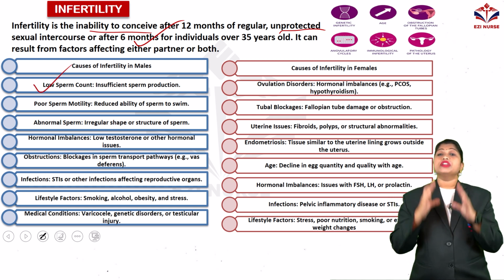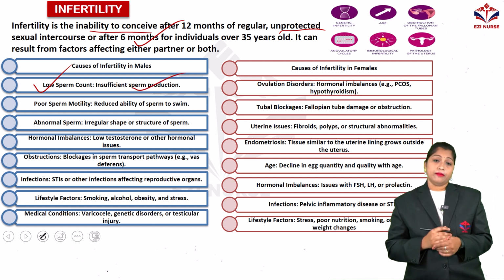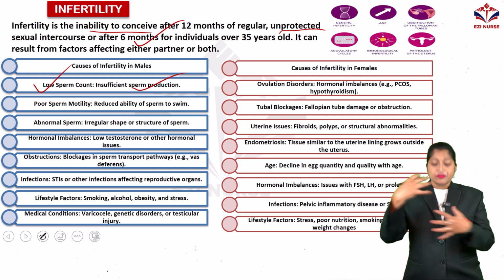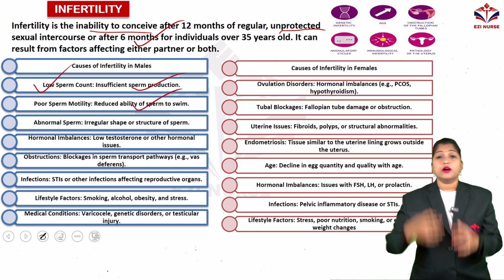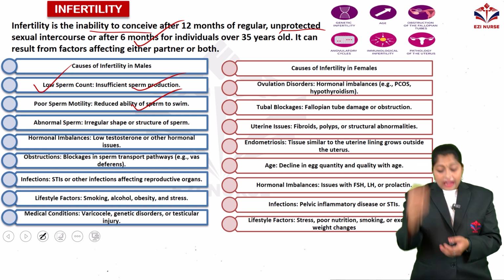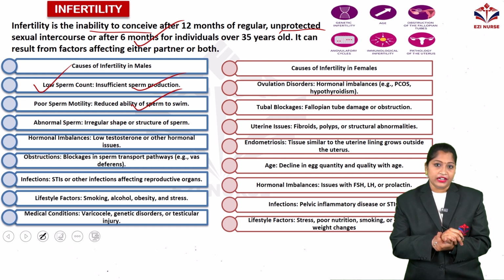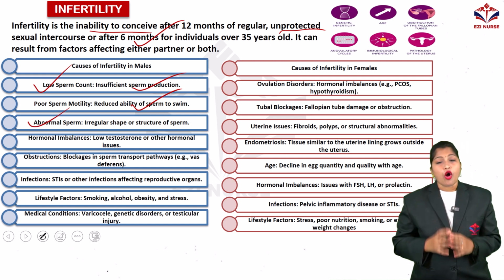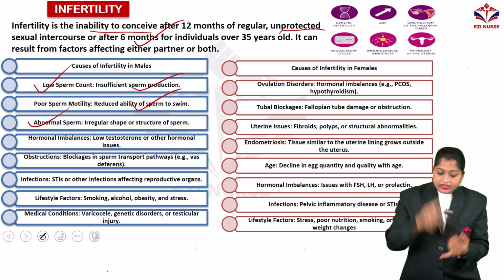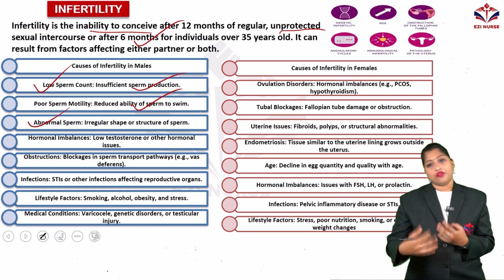The first is low sperm count. When there is insufficient sperm production in males, that can be one of the causes. Poor sperm motility, in the sense when there is reduced ability of the sperm to swim in the uterus, or when it is penetrating, if it is not moving properly, that also can be one of the main causes for infertility. The next is abnormal sperm. If a structural abnormality is present in the sperm, that becomes one of the main causes for infertility. Irregular shape, structure of the sperm.